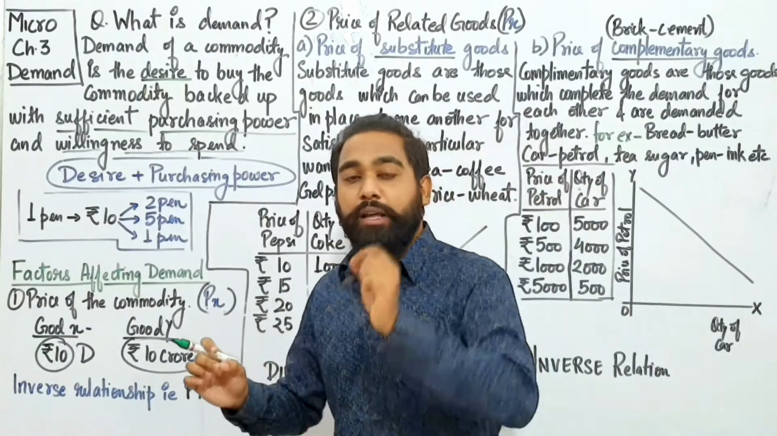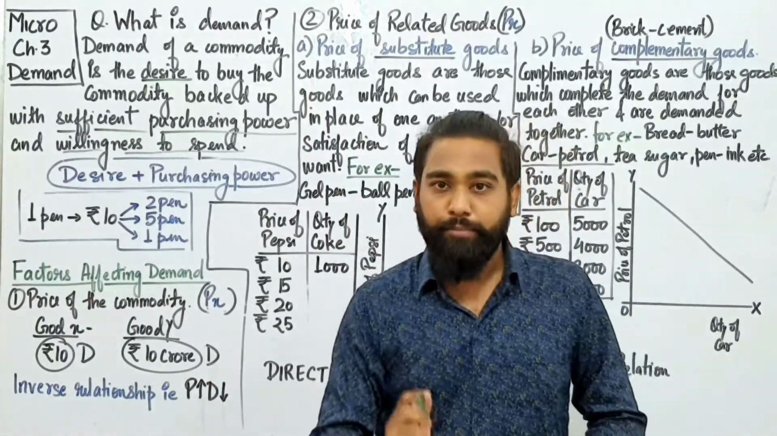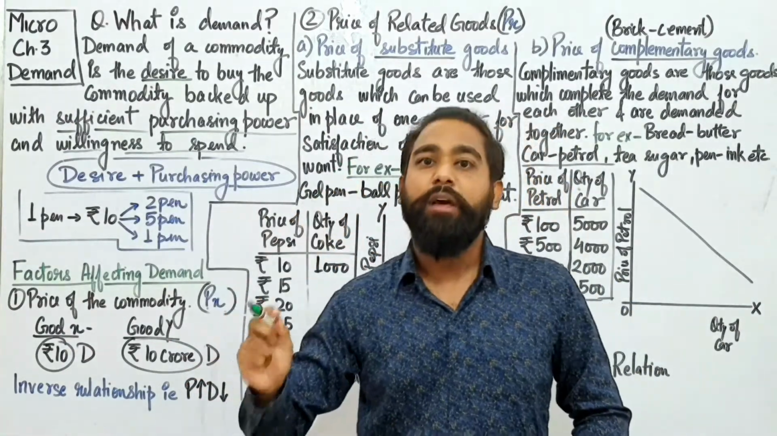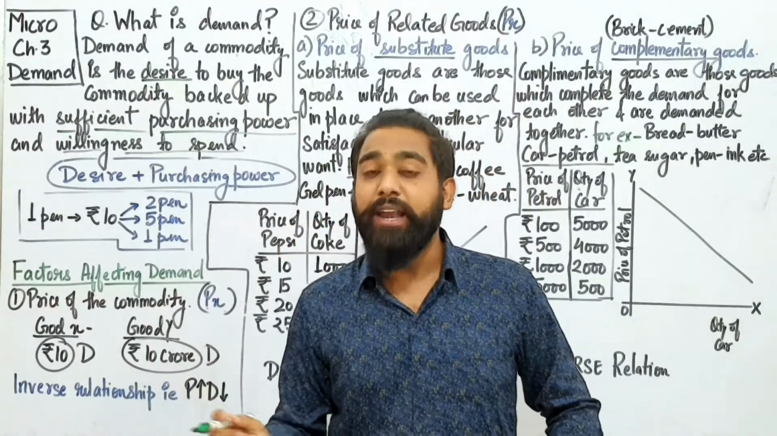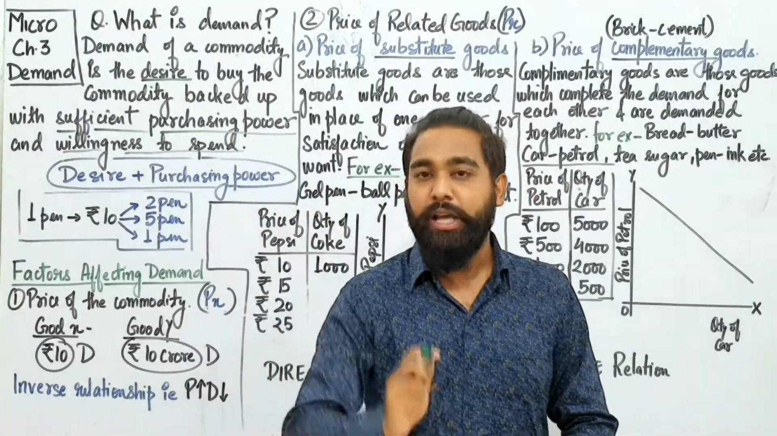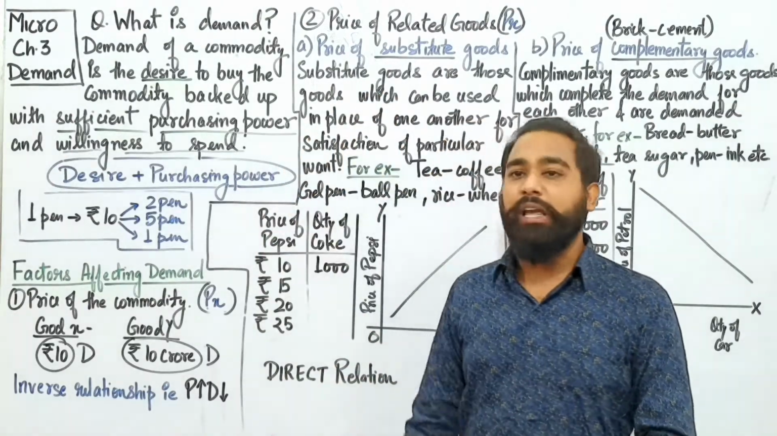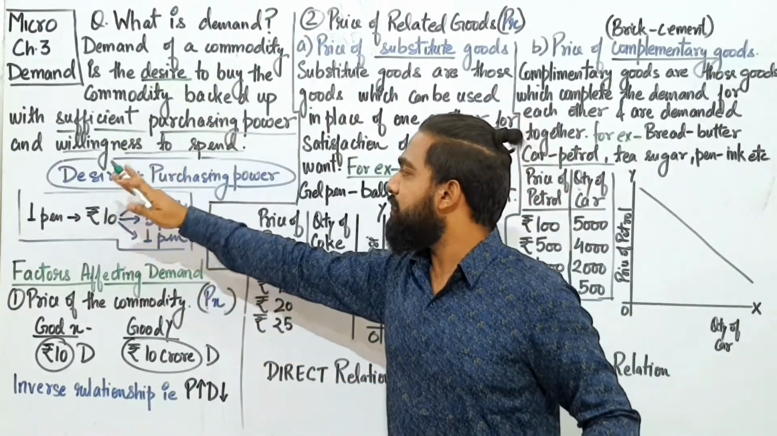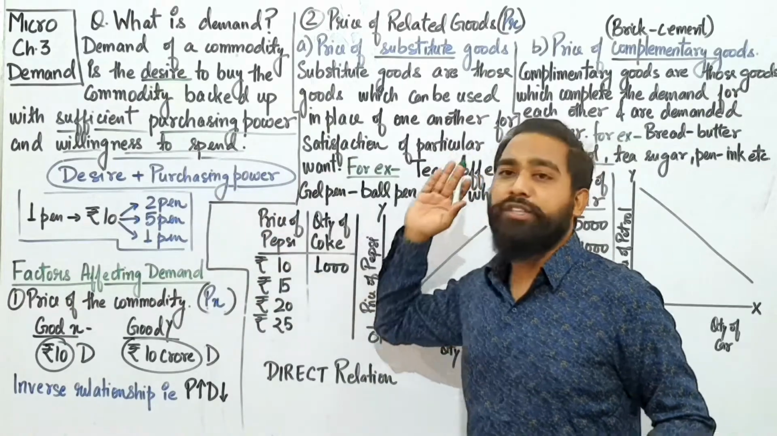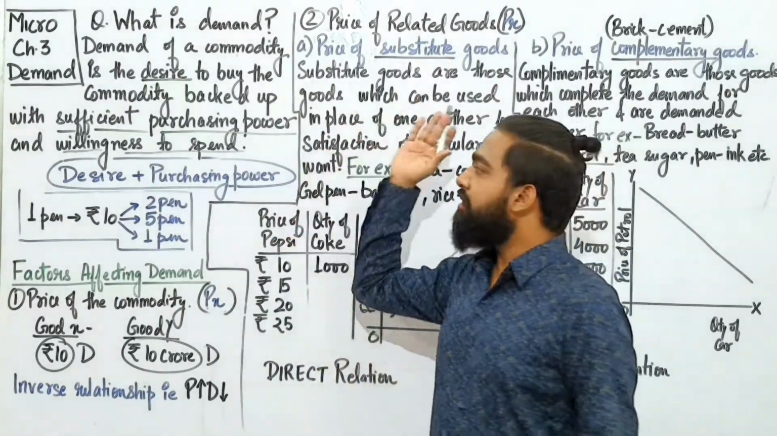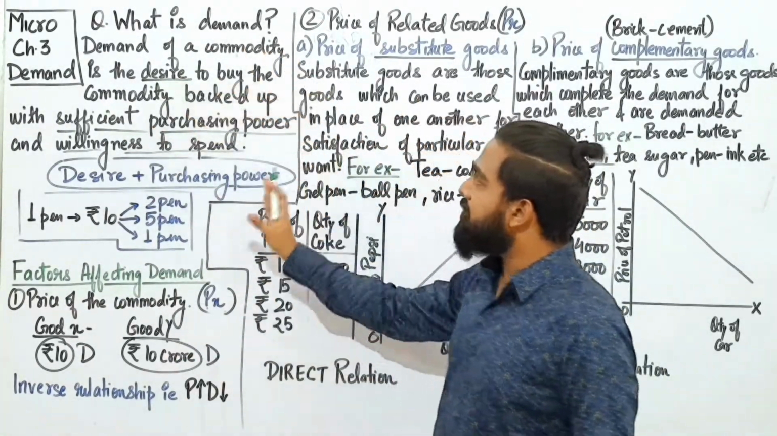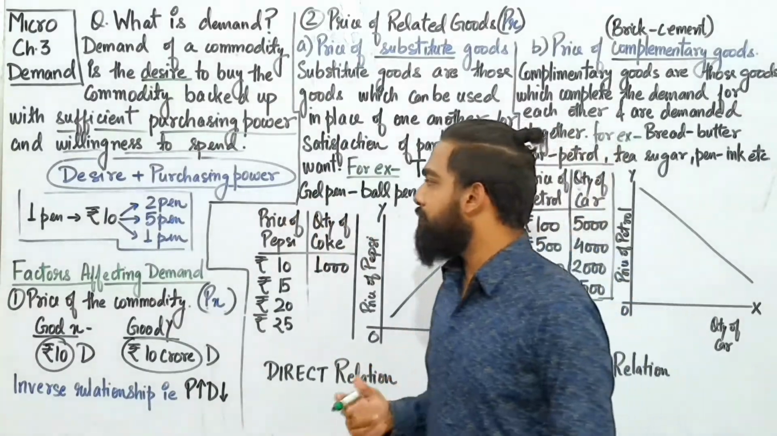What makes it a demand is when you want a thing, when there is some desire, you have enough money to buy that and you want to spend that money. That makes it a demand. So basically, demand means desire plus purchasing power and the willingness to spend. So this is the whole concept of demand.